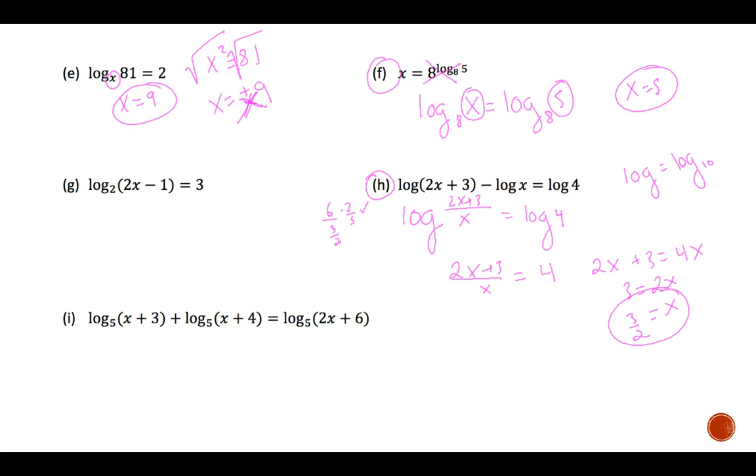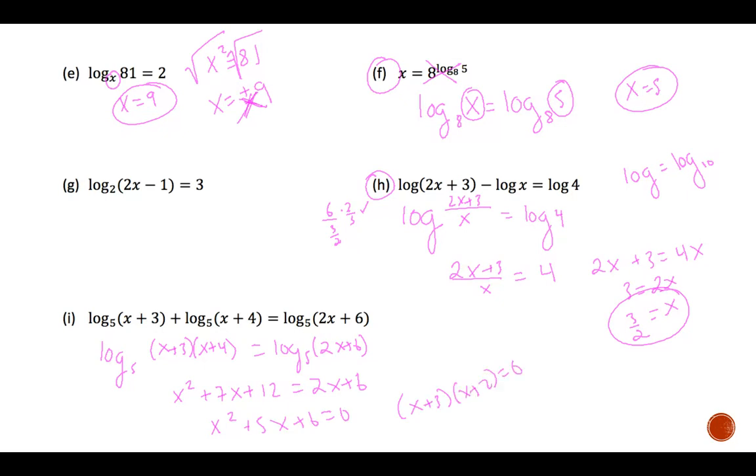Okay. Final one. Let's finish it off with I. So all of them have the same base. So log base 5 of, when you're adding, we're going to multiply the arguments. So this is x squared plus 7x plus 12 equals 2x plus 6. So I'm ignoring the base. I'm ignoring the logs. Subtract 2x. x squared plus 5x plus 6 equals 0. Let's see, factor that. (x plus 3) times (x plus 2). So I've got x is negative 3 and x is negative 2.